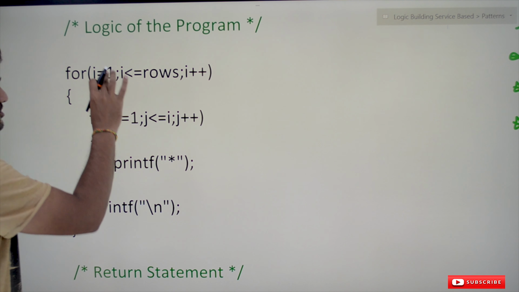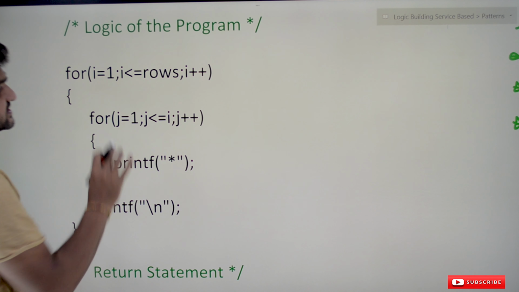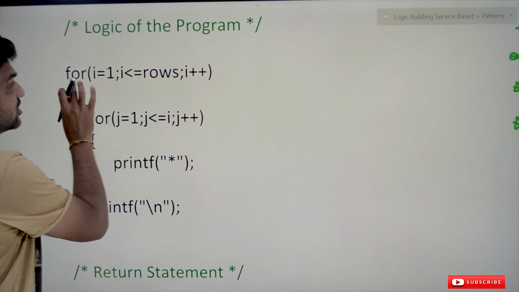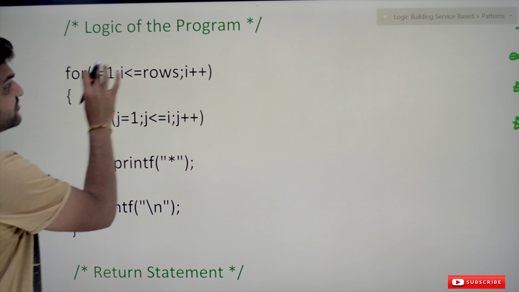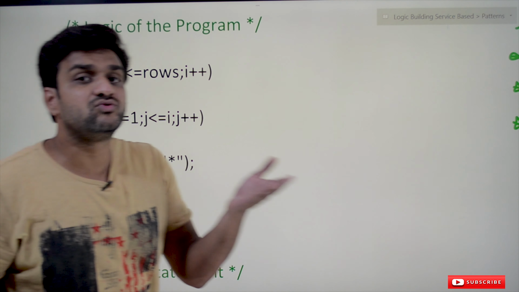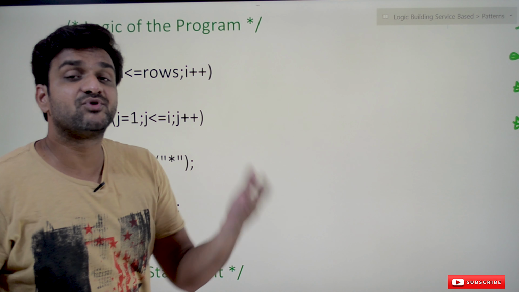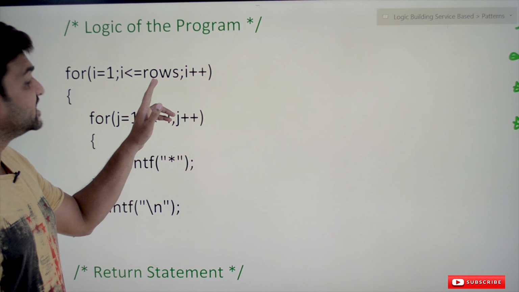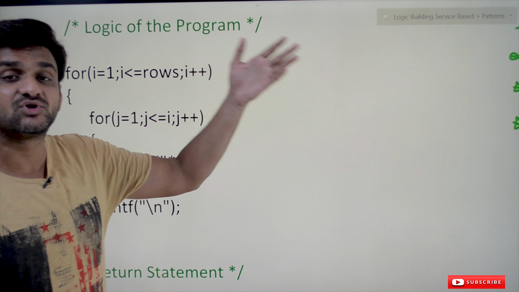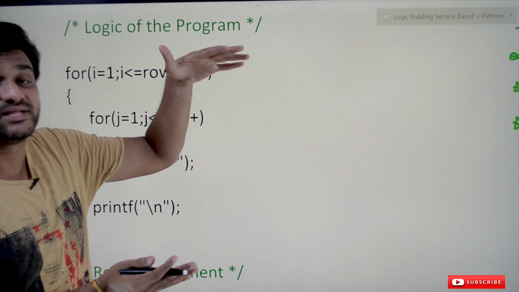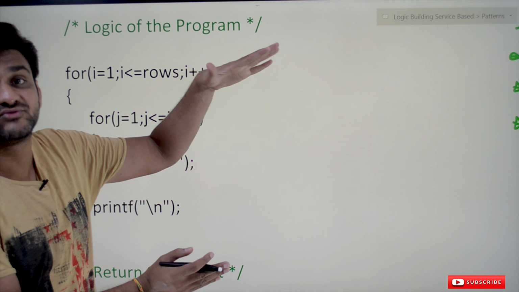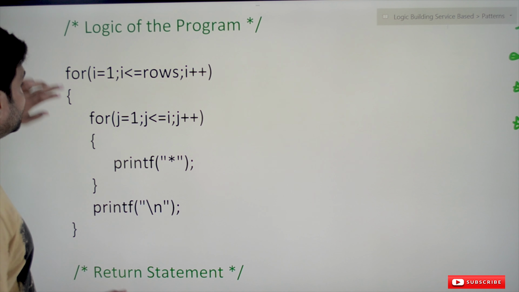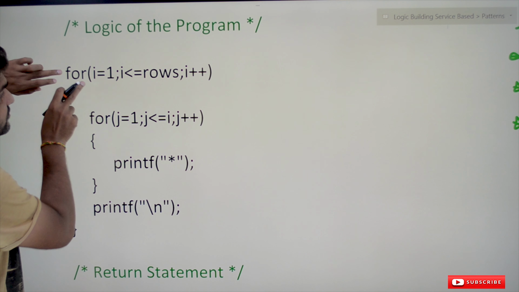What is the use of this nested loop? The logic behind taking the first for loop is that it is going to count the number of rows. The number of rows given by the end user is 5. For example, the variable is filled with the value 5, which means the size, the height of the pyramid, is 5, so we are going to count the number of rows.